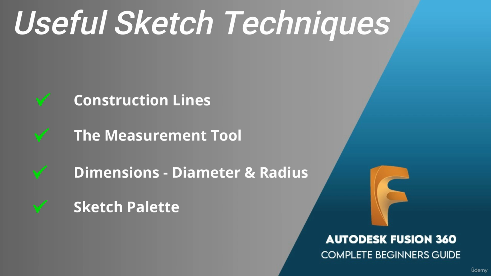So far in this course, we've covered all of the fundamental sketch tools. So in this lecture, I will highlight some additional sketching techniques to support us in 2D sketching. We will take a look at how to sketch construction lines and how they differ from generic lines. I'll introduce you to the measurement tool, show you how to switch between dimension diameters and radii, and we'll also take a look at the sketch palette.